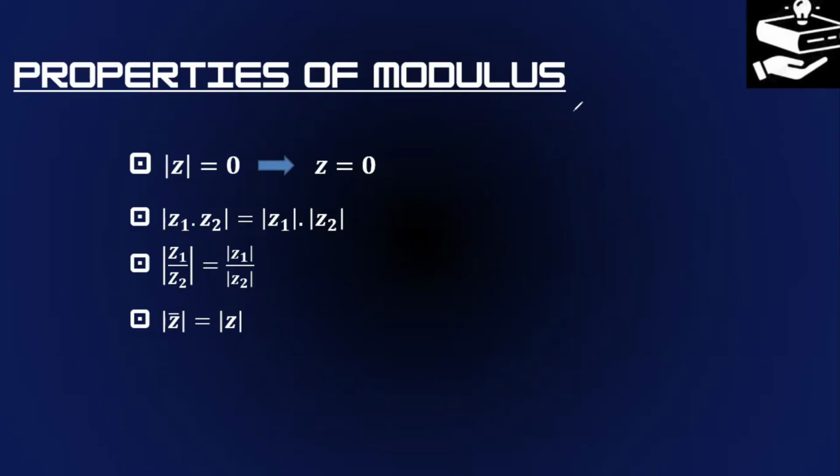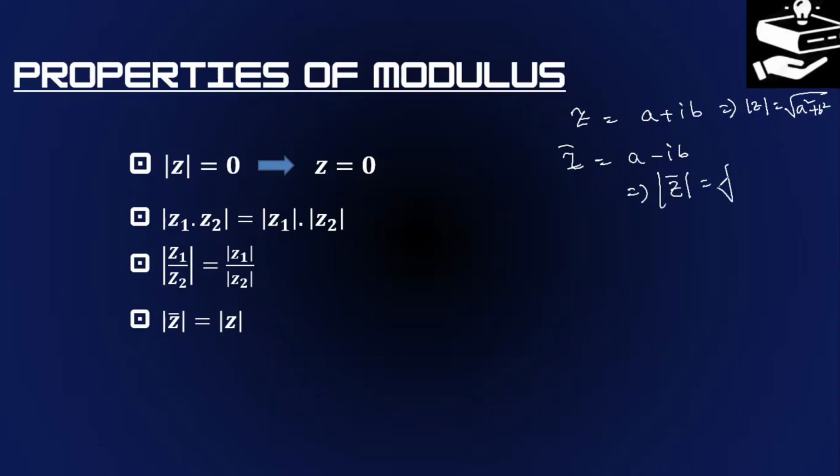How can we prove that? Let's see. Let's say that z is equal to a plus ib. If I consider that z is equal to a plus ib, then z bar will be nothing but a minus ib, right? Then what will be mod z? From here we can say that mod z will be root over of a square plus b square, right? And from here we can say that mod of z bar will be equal to root over of a square plus minus b whole square, right? Instead of b, here it is minus b.